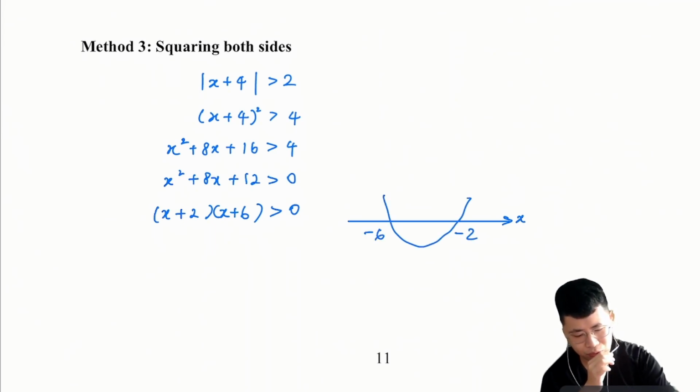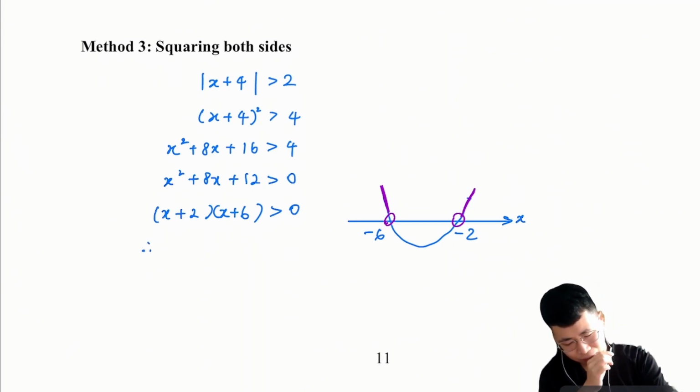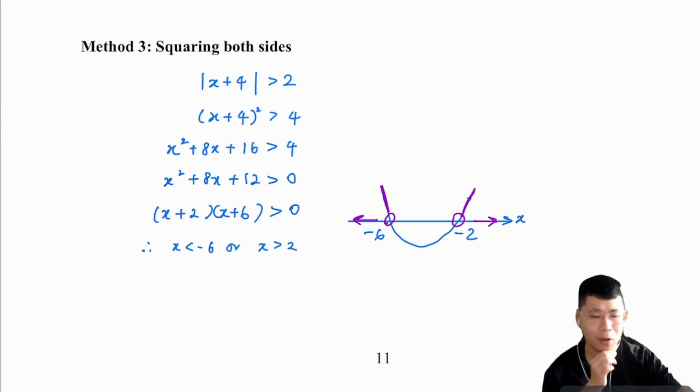Right, so if we were to use the graphical method for this question, we're looking at this region. Okay, so this is the graph method. So over here, therefore, the values of x would be here and there. So this would be x less than -6 or x more than 2. Oh, sorry, -2.